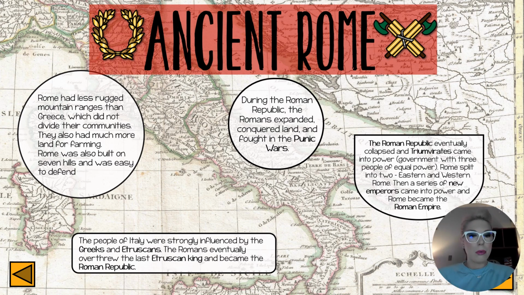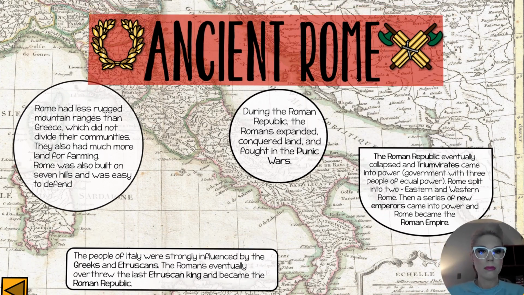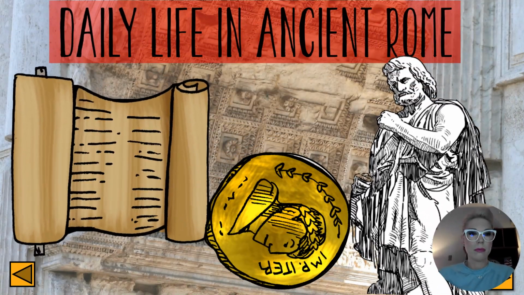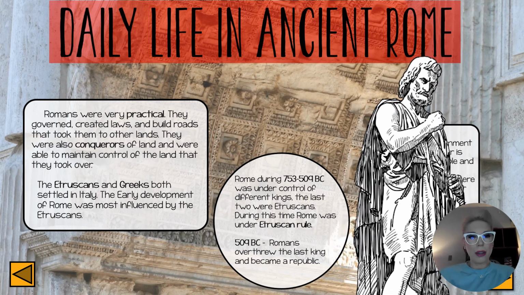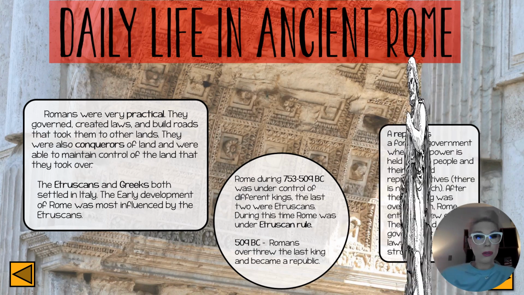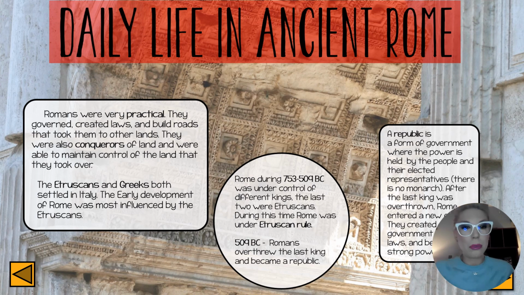The people of Italy were strongly influenced by the Greeks and the Etruscans. The Romans eventually overthrew the Etruscan king and became the new republic. So what does daily life in ancient Rome look like if you were there? They're very practical. They governed, created laws, and built roads that took them to other lands. They were also conquerors of lands and were able to maintain control of the land that they took over.